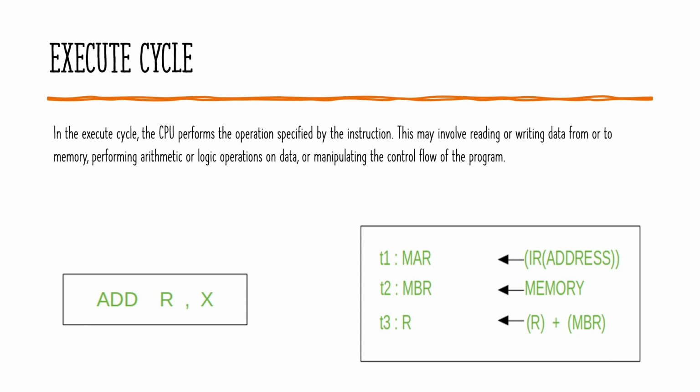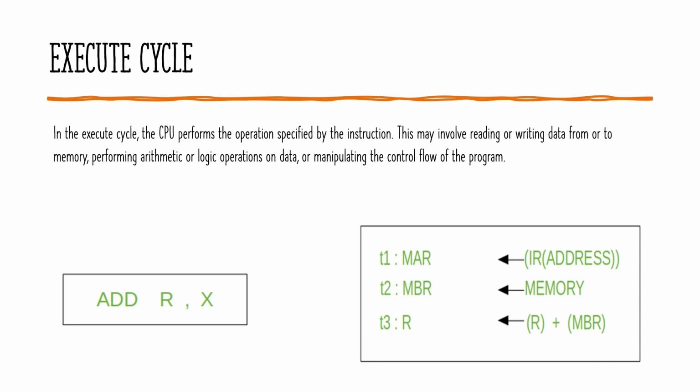Step 1. The address portion of IR is loaded into the memory address register. Step 2. The address field of the IR is updated from the memory buffer register, so the referenced memory location is read. Step 3. Now the contents of R and memory buffer register are added by the ALU.